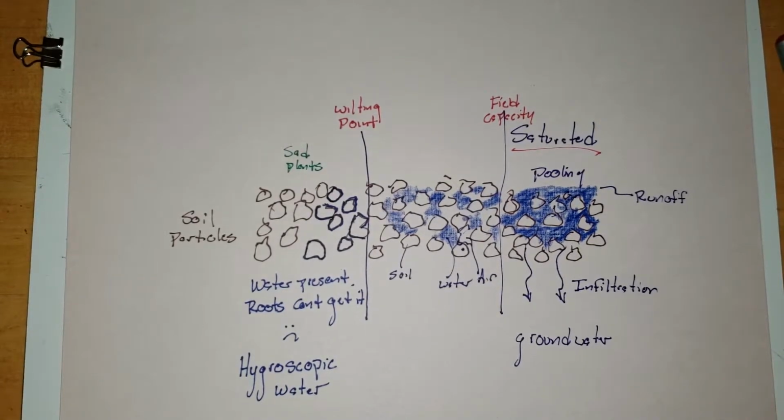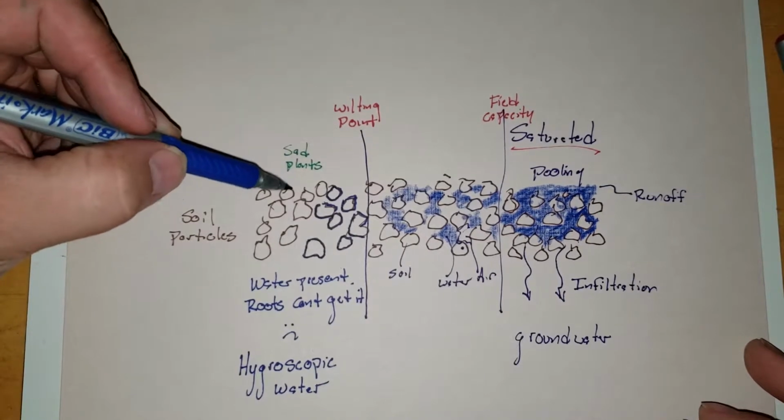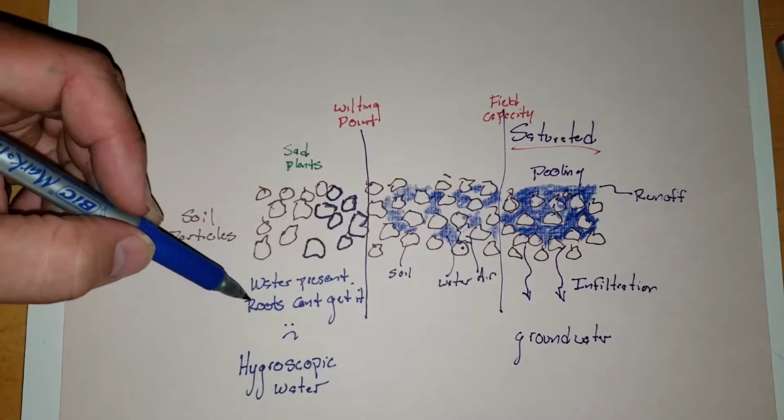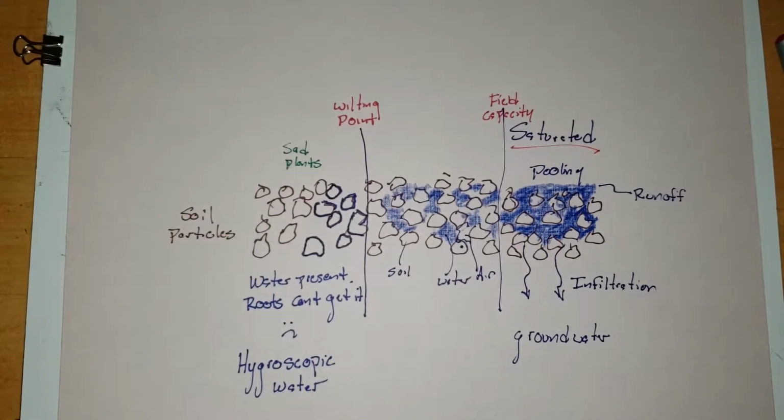Hygroscopic water. So a quiz question might, for instance, say, at the wilting point, there's no longer water in the soil, true or false? Well, there is water, but the roots can't get to it because it's bonded to the soil. It's referred to as hygroscopic water.